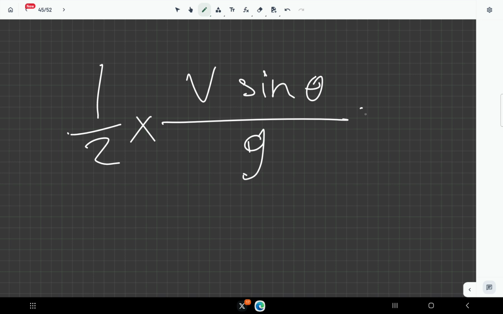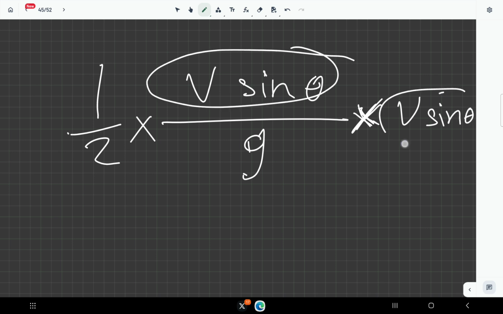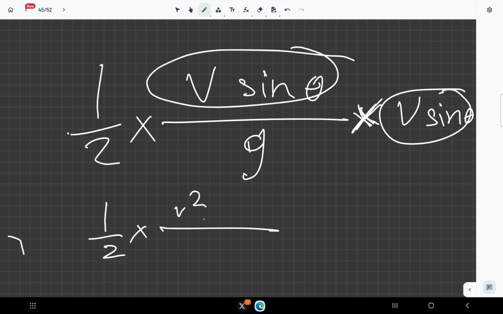Now times the vertical component, which is v sine theta. So that's going to be half of v squared times sine theta the whole squared divided by g, and that will be our H formula. And that's how we get the formulas for the range and the height.